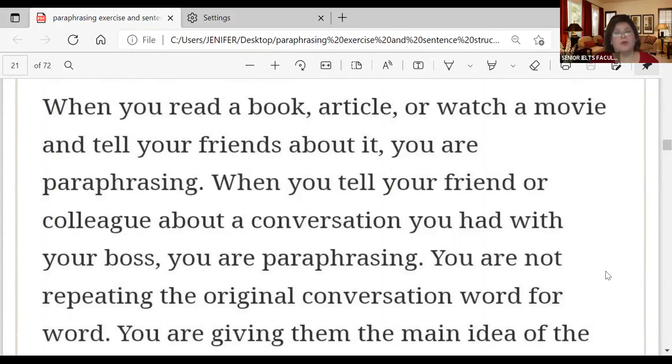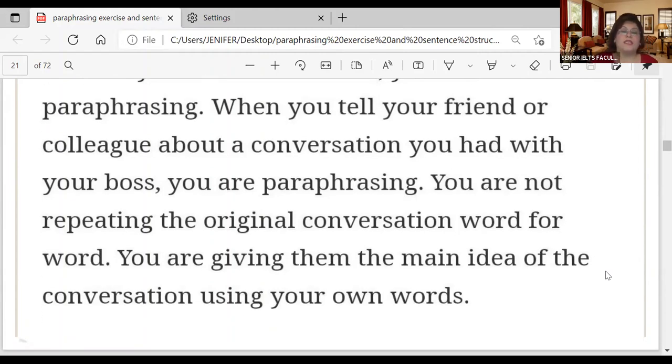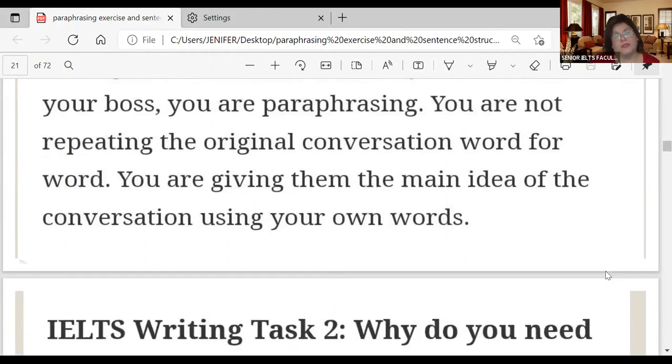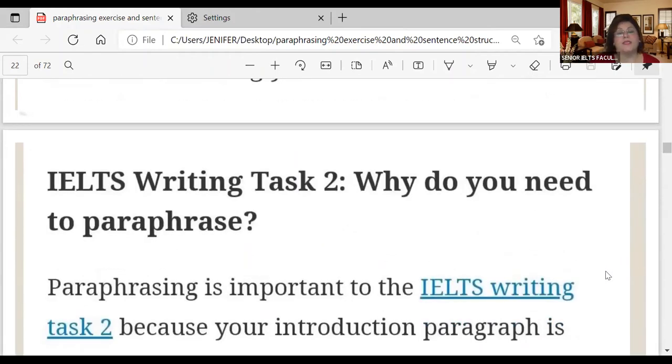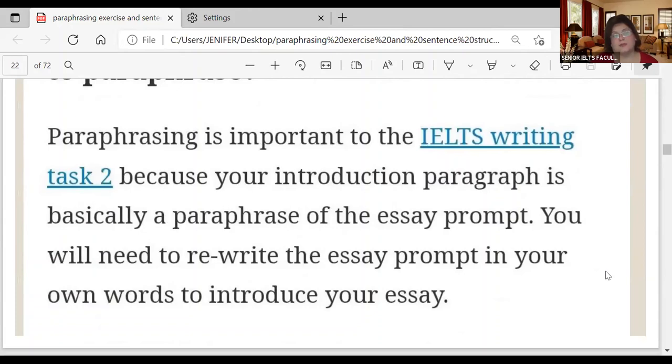Now when you read a book, article, or watch a movie and tell your friends about it, you are paraphrasing. When you tell your friend or colleagues about a conversation you had with your boss, you are paraphrasing. You are not repeating the original conversation word for word, whatever you or he or she said. You are giving them the main idea of the conversation using your own words. Okay? Now, in writing task 2, why do you need to paraphrase? Very important question. Many students ask me.